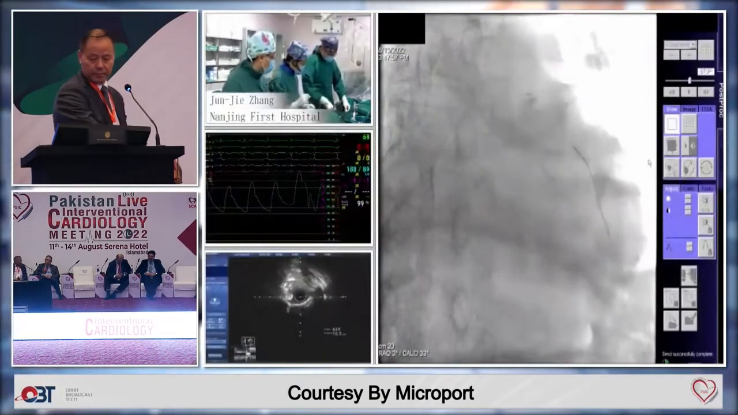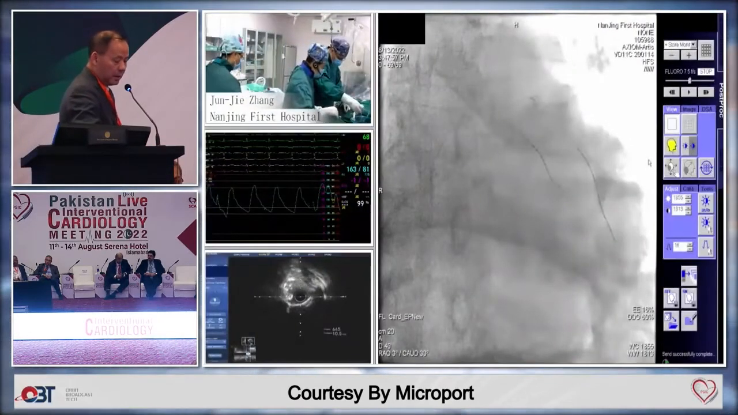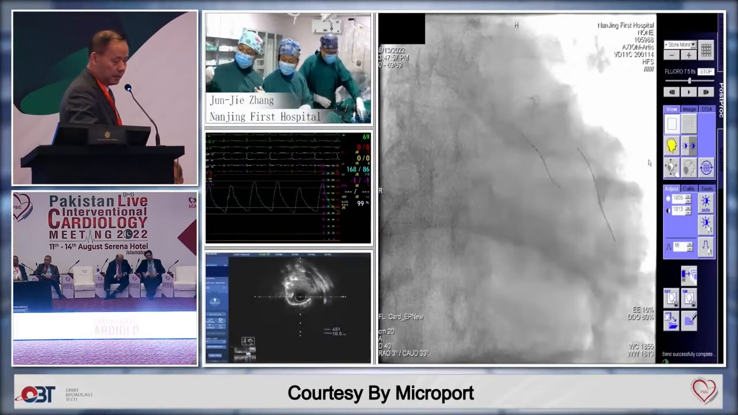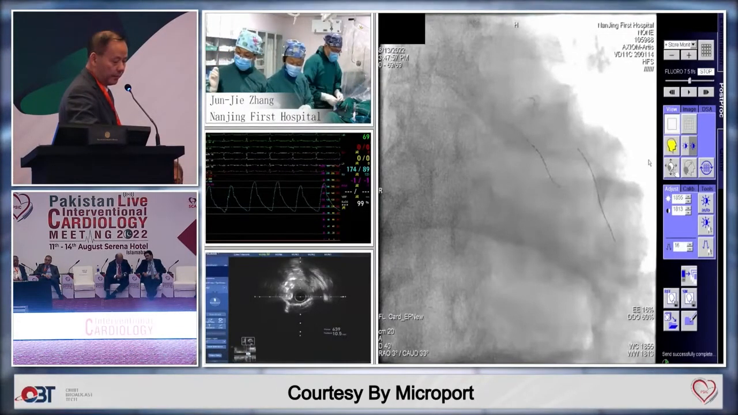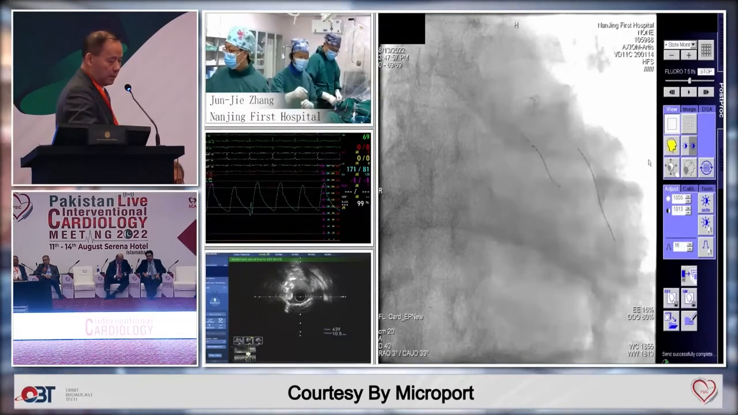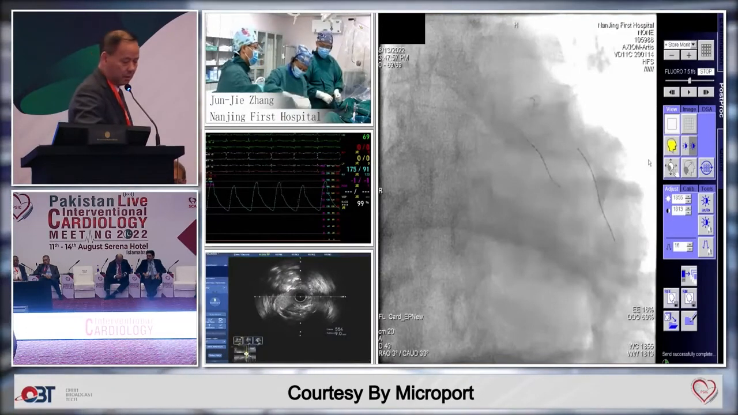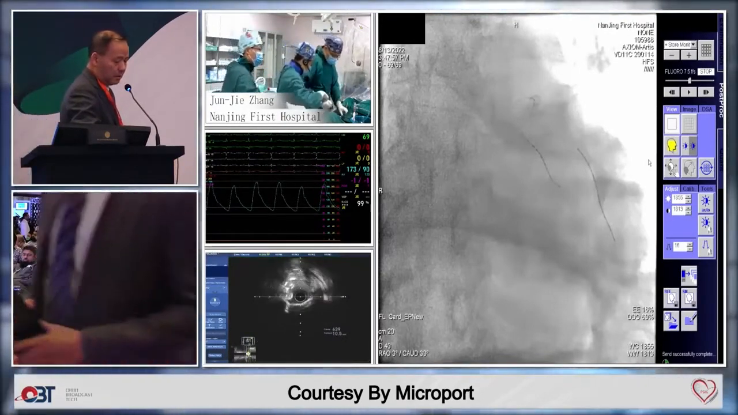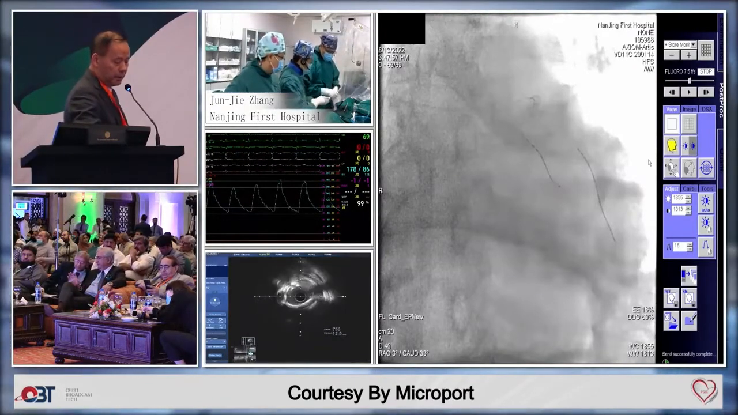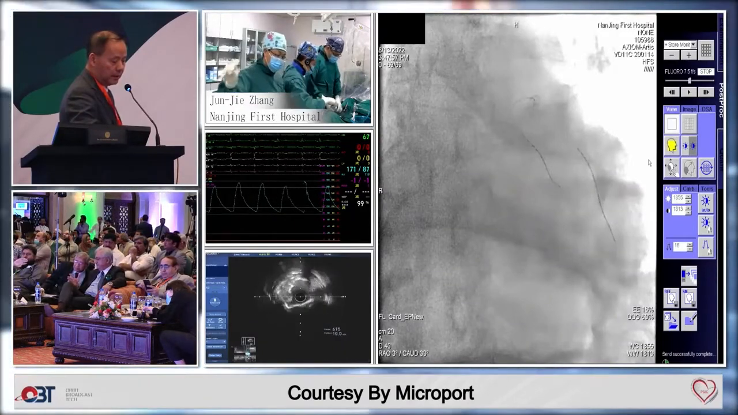What wire do you use to recross the proximal cell? Is this a BMW wire to recross the side branch? This wire is a Sion wire. Okay, thin wire. So then you will use a 3.0 balloon in the SB and another 3.5 in the RAD, right? Yes, yes.